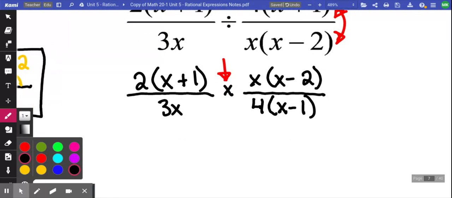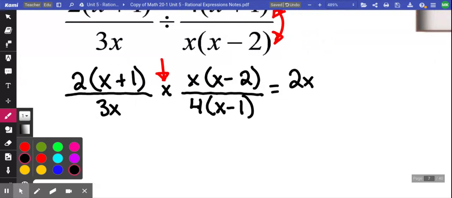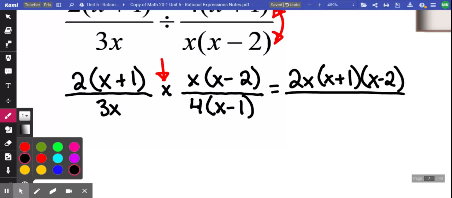On the top, I have a 2 and an x to become 2x. The x plus 1, the x minus 2, I don't want to actually simplify or multiply. I just want to write them out. On the bottom, monomials go together. 3 times 4 is 12x. And then the x minus 1 is still sitting there.